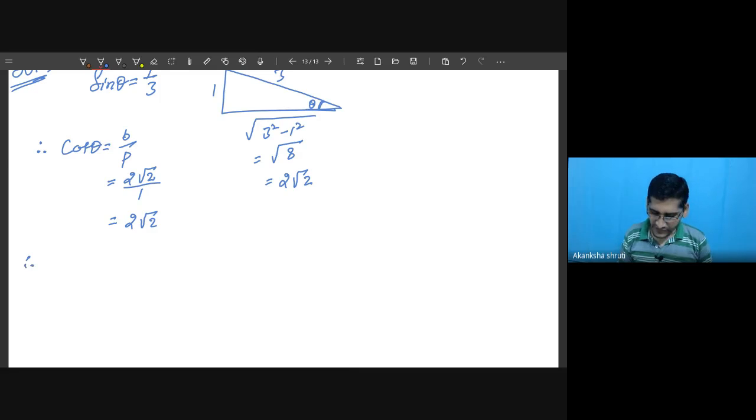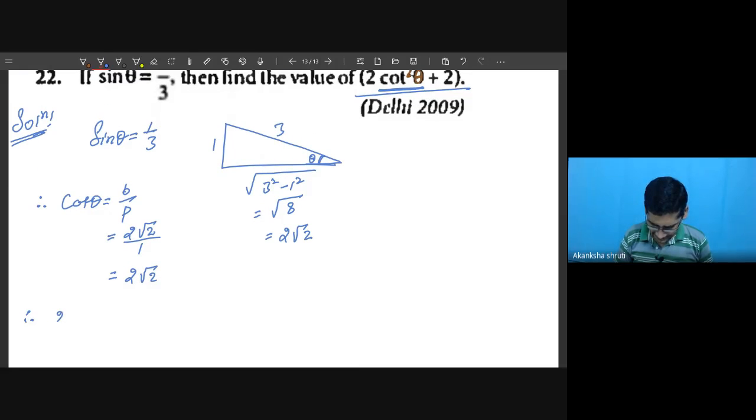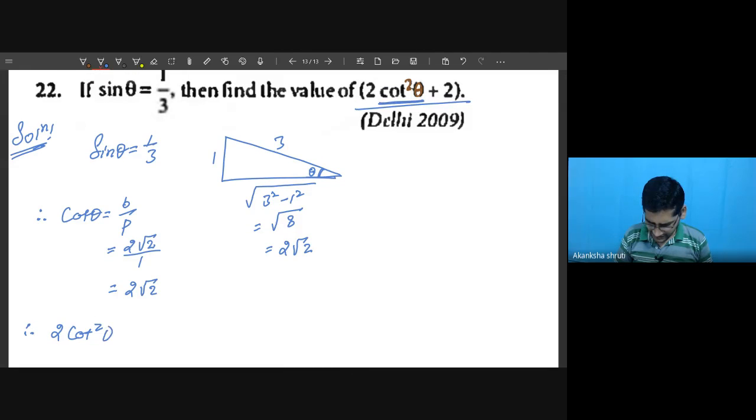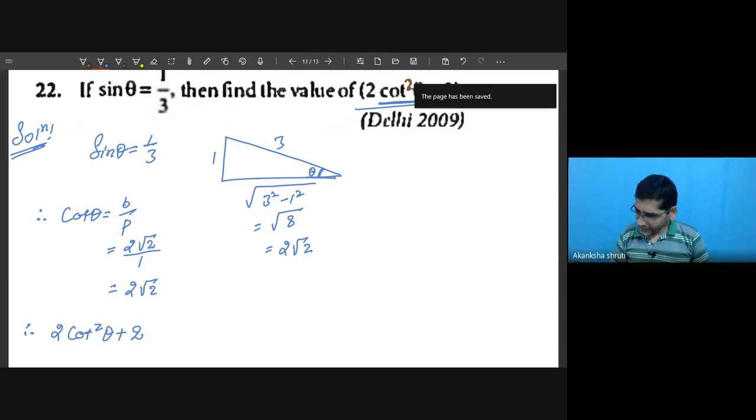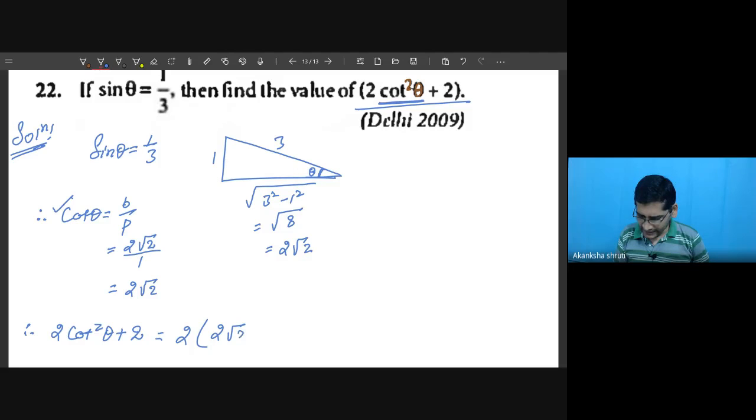Therefore, now you have to calculate this. What is the expression? The expression is twice of cot square theta plus 2. This is the expression. So now the cot of theta you have calculated, you have to just substitute in this. So substituting this value, twice of 2√2. Students, I told you about the square of any trigonometric value: for example, sin square theta means you first calculate the value, then you square it.